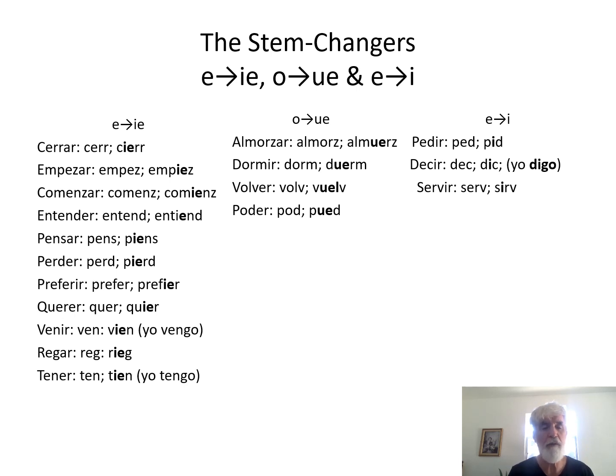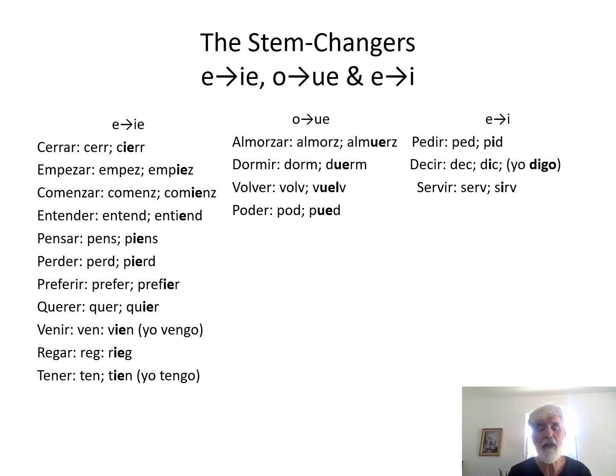So we first start off with the original stem. Let's take a look at the verb cerrar, the verb to close. That's the infinitive. What's the original stem? Cerr. We just dropped the AR. Now we've got to derive the second stem. Well, we know that it's an E to IE verb, so we change the stem to IE, and we get cierr. You might want to try pronouncing these. So cerr and cierr. So that's my second stem. Now, what is the unique thing about stem changing verbs?